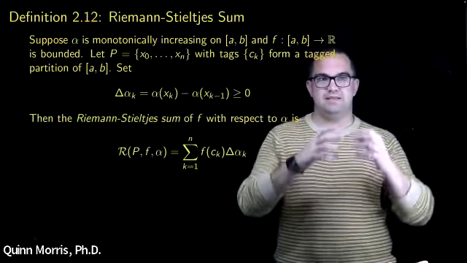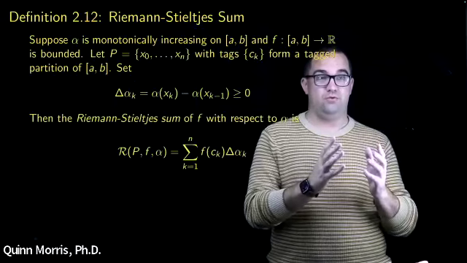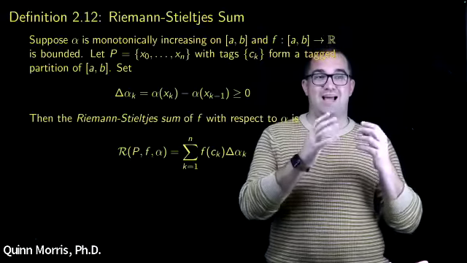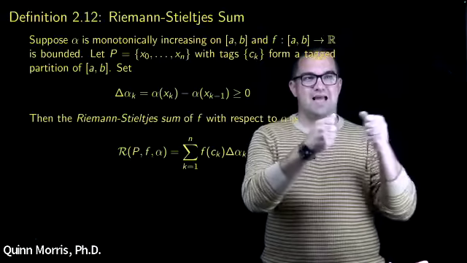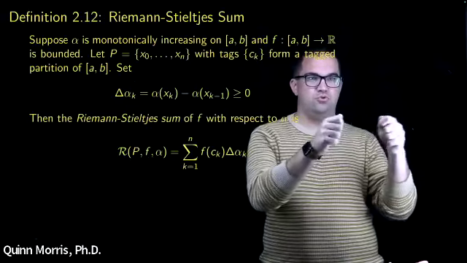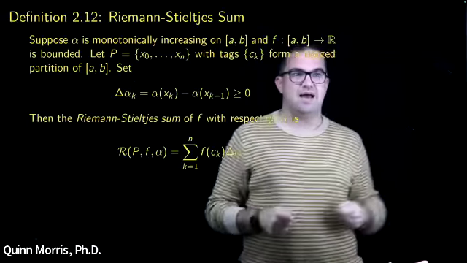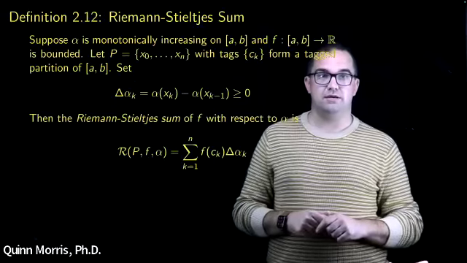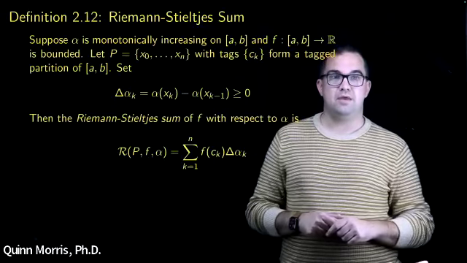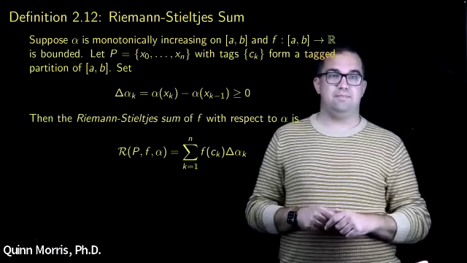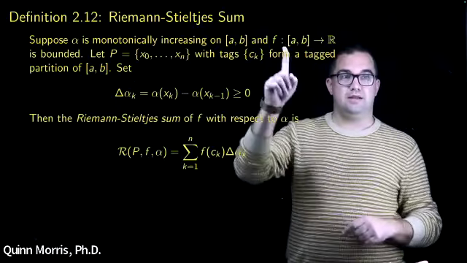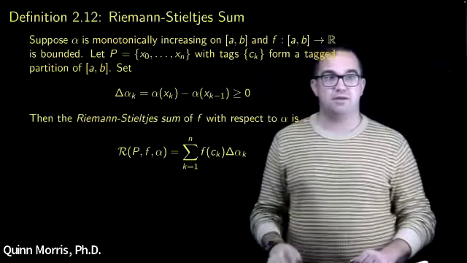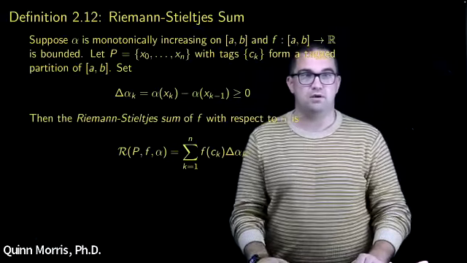So alpha is going to be this thing that we're integrating with respect to now, right? We're not integrating with respect to a variable x. We're integrating with respect to this function alpha, which is itself a function of x. This alpha is describing how we're non-uniformly changing that x-axis. So suppose alpha is monotonically increasing on the closed interval [a, b], and f is a function from [a, b] into R and is bounded. So again, notice f is basically remaining unchanged. The conditions on f are the same, we're just now introducing this monotonically increasing function alpha.